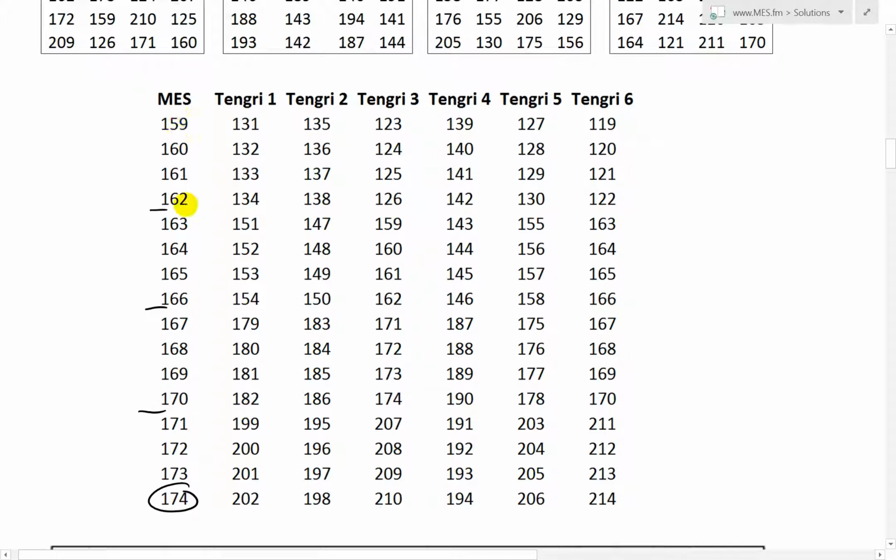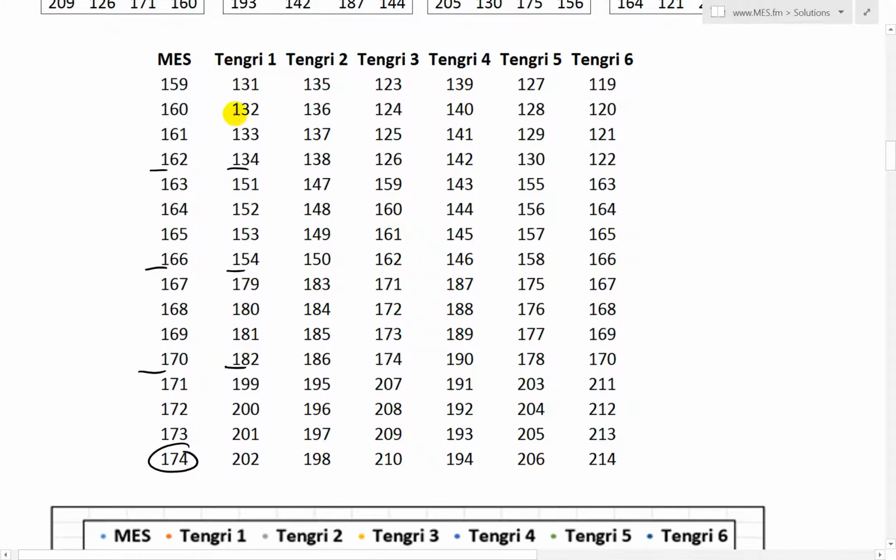So 159 all the way to 162, and then Tengri 1, for example, here, this one's also split into 4s like that. 179 to 182 in series, that's in 4s like that. So the minimum is they're all in 4s. Mine's in 4s as well as complete total like that.